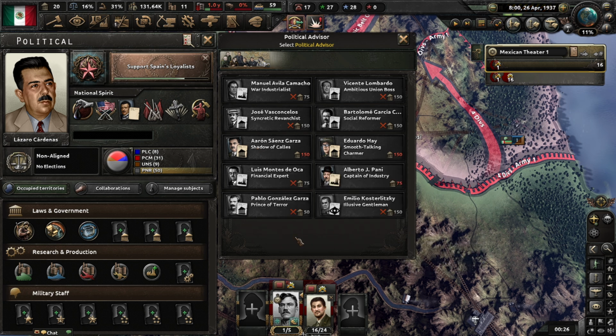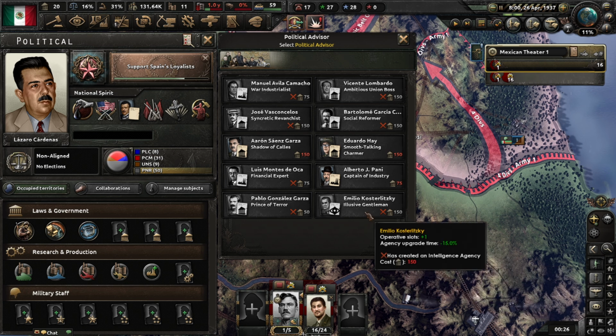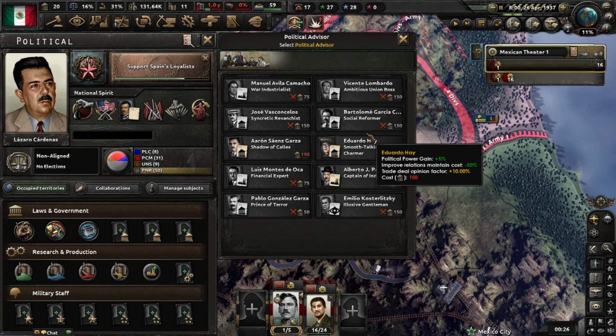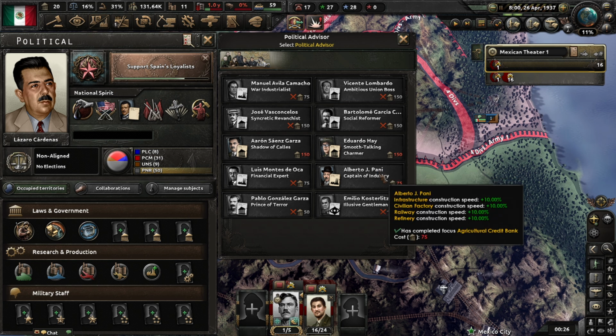So yeah, you don't want that. That's if you're staying Elusive non-aligned. Elusive Gentleman gives operative slots +1 and agency upgrade time. I mean, you're eventually going to need the Elusive Gentleman because you're going to be doing a lot of spy stuff, and that's generally a good thing. But the Ambitious Union Boss, the Elusive Gentleman, and the Captain of Industry.